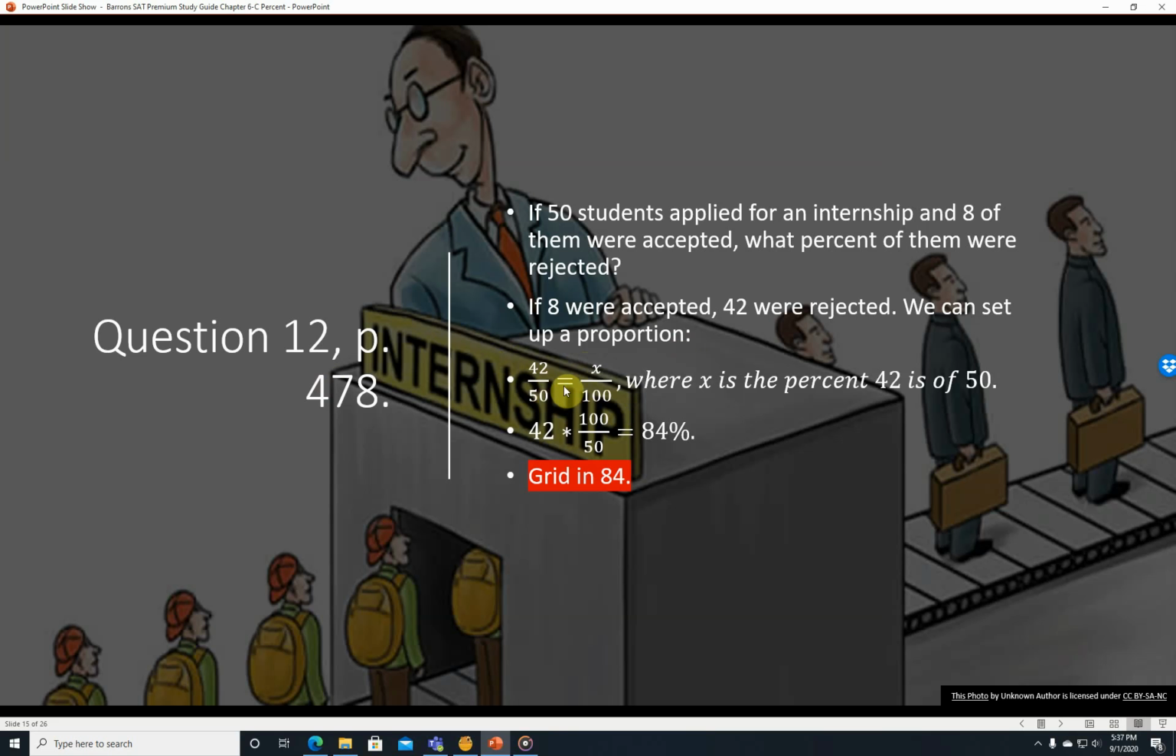Hopefully you should see that you could multiply 50 times 2 to get 100, and to keep this proportion you have to multiply 42 by the same number to get x. So we'll go 42 times 100 over 50, 100 over 50 is 2, 42 times 2 is going to be equal to 84%, where x is the percent, 42 out of 50, so grid in 84.